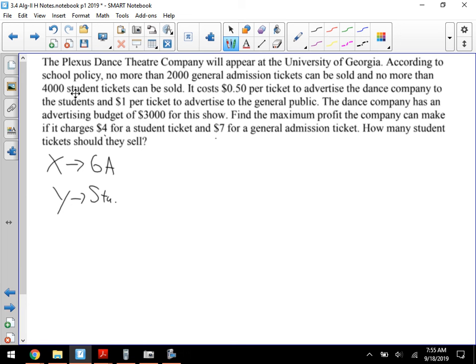So the profit here is $4 for students and $7 for general admission. What happens with this question that will trip people up is notice how they talked about the students first in terms of the profit, and general admission second. That's why it's important to label your X and Y values first. So this is actually 7X plus 4Y. It's very common for people to flip that. So it's super, super important to always label your variables first.